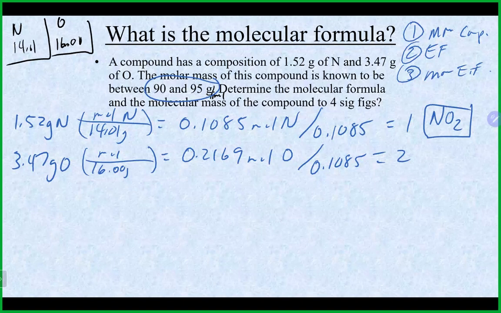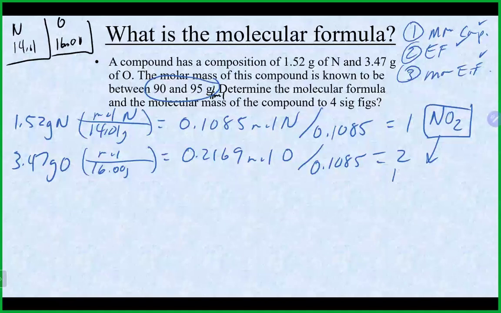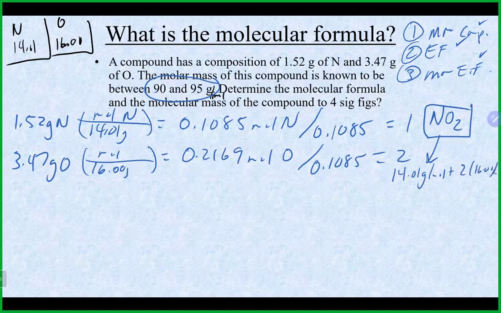So that is the second thing that we need. So the last thing we should calculate here again is our molar mass of our empirical formula, so we could use it. And in this case, that would get us 14.01 plus basically 32. So 46.01 grams per mole.